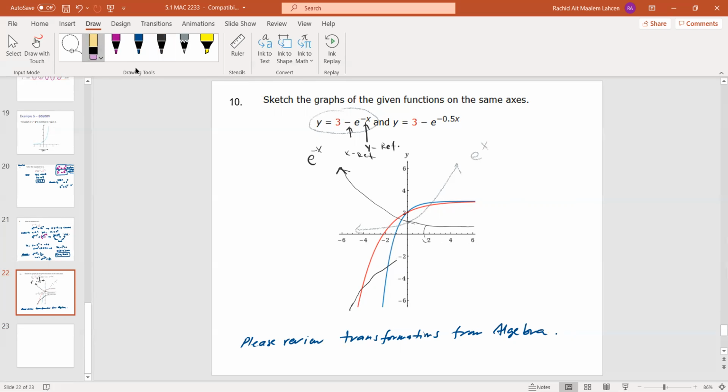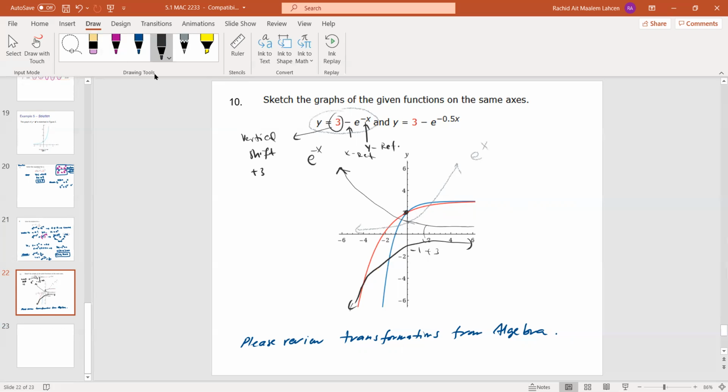Something like passing through -1, right, something like this. But you have the 3, which is the vertical shift, plus 3. So this graph is going to go up 3. Since now it's at -1, you're going to add 3 and it's going to end up at 2.